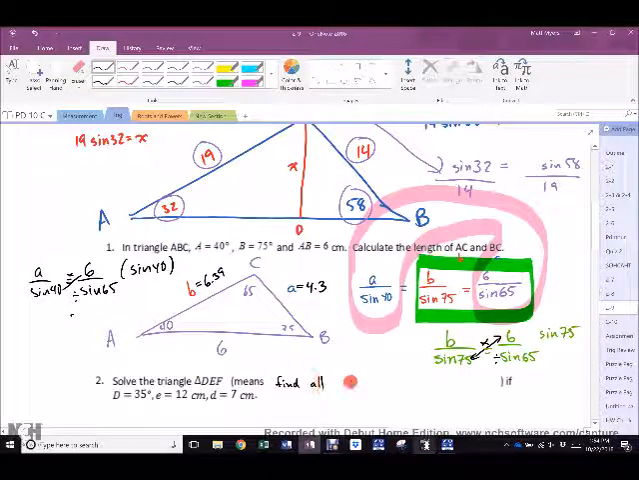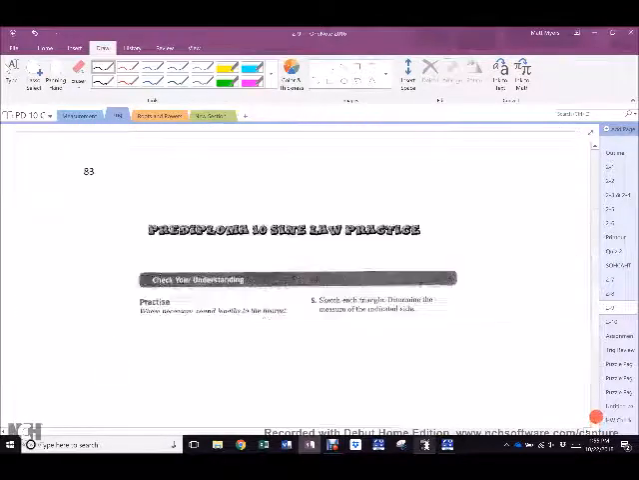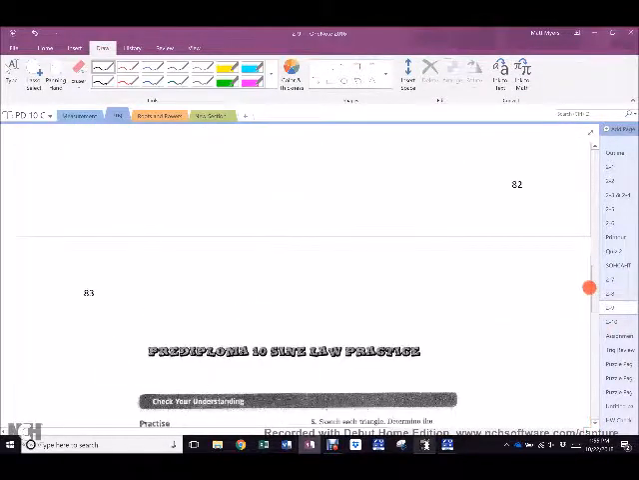What does solving the triangle mean? Find all sides and all angles. So, woo! Slow it down there, big stuff.